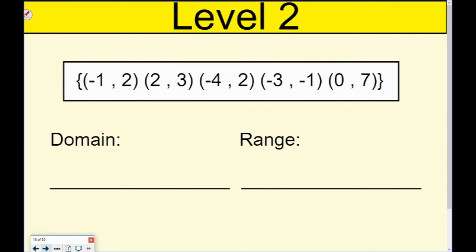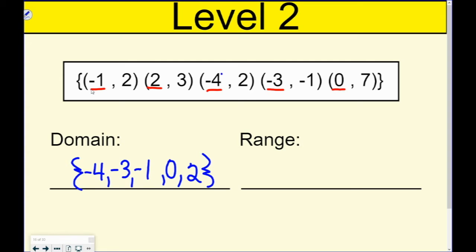Okay, next up, a set of ordered pairs. None of it is in order for me, so I have to put it in order. First I'm going to be looking at my x values because my domain is my x. My lowest x value is -4. Then I have -3. Then is -2. I don't have a -2. Sorry about that. Good thing I have an eraser. I have -1. Then I have 0. And finally I have 2.